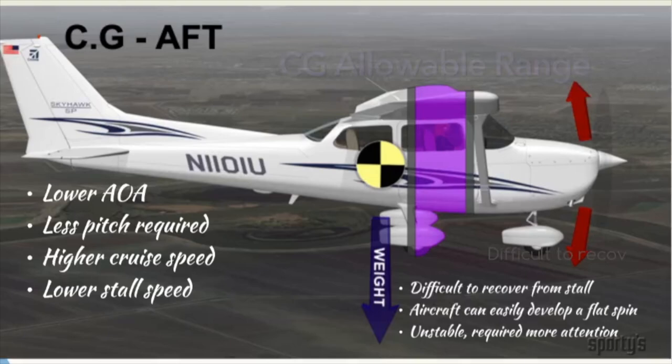The aircraft can easily develop a flat spin. It's going to be unstable and require more attention. So, why is it difficult to recover from a stall? The rearward part of the airplane feels heavy. Thus, we need to keep the nose down to keep the airplane stable. As the CG moves rearward towards the tail, the arm between the center of gravity and the tail decreases. Thus, the aircraft becomes more and more dynamically unstable.